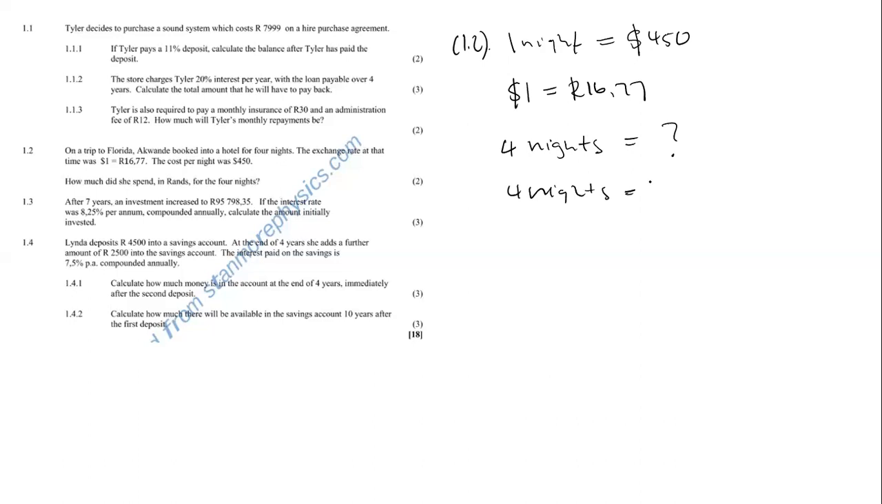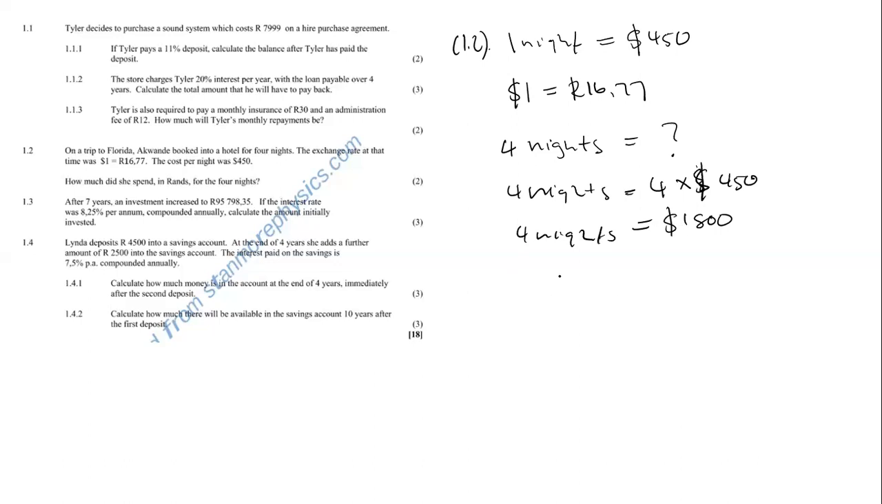So you're going to say 4 nights in dollars in Florida is 4 multiplied by $450. 4 multiplied by 450 is like adding 450 four times, right? So that is going to be $1,800, meaning 4 nights in Florida is going to cost Akwande this in dollars. So if this is what Akwande needs to pay in dollars, we want to know how much it corresponds with in rands.